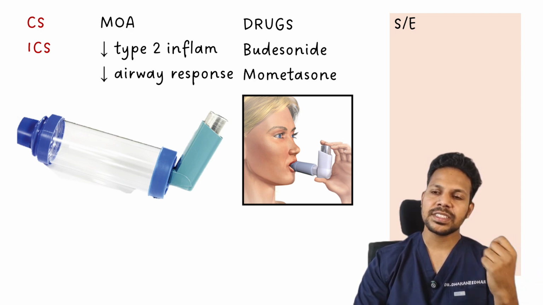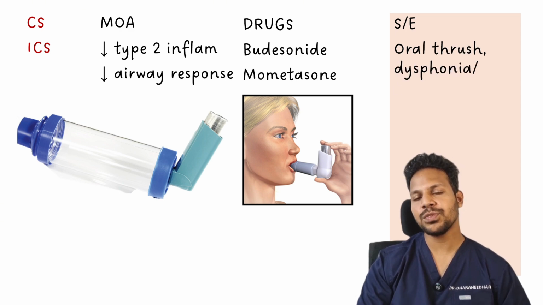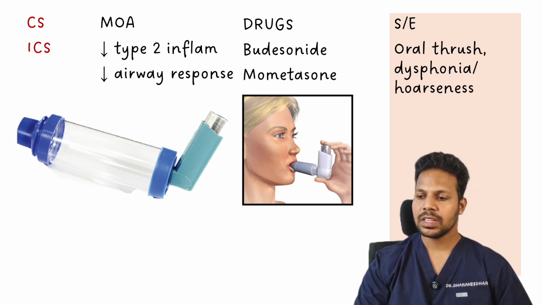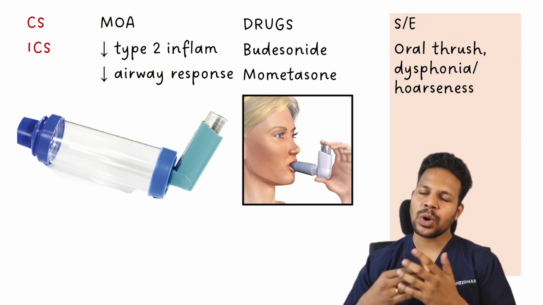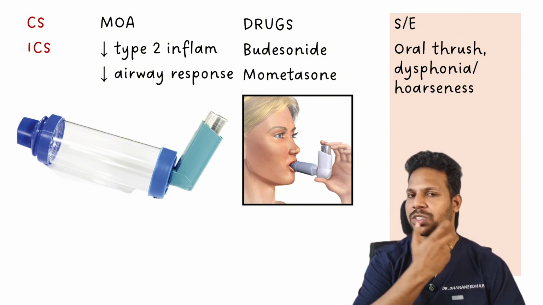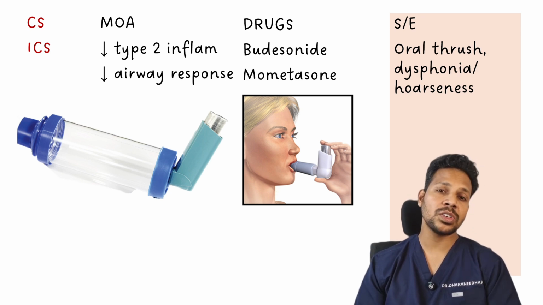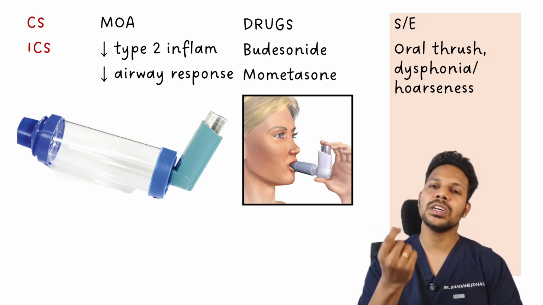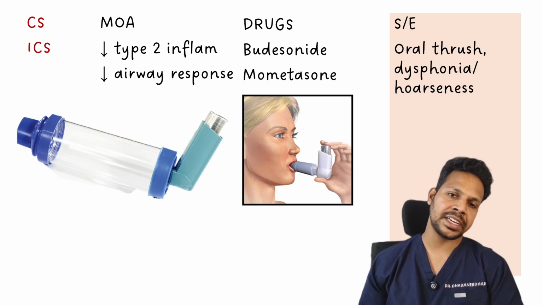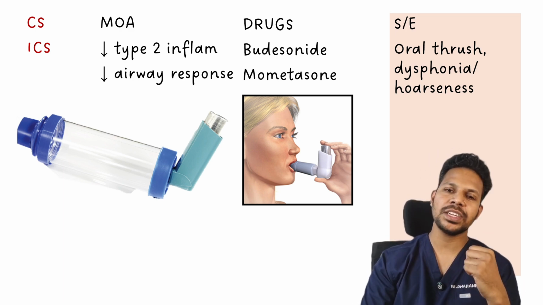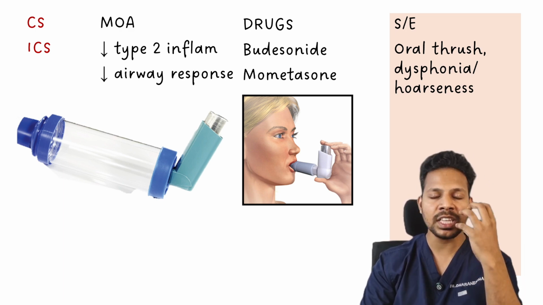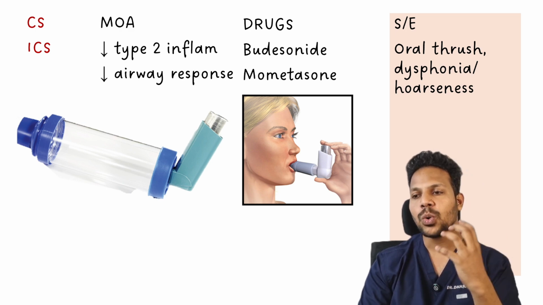What are the side effects? The side effects are oral thrush or dysphonia and hoarseness of voice. The oral thrush is nothing but oral candidiasis because of the deposition of corticosteroid drug in the oral cavity. Dysphonia and hoarseness is also because of the corticosteroid drug depositing on the vocal cord, and that will get irritated. So if you want to prevent these complications, you want to prevent the deposition of drug in the oral cavity and pharynx.